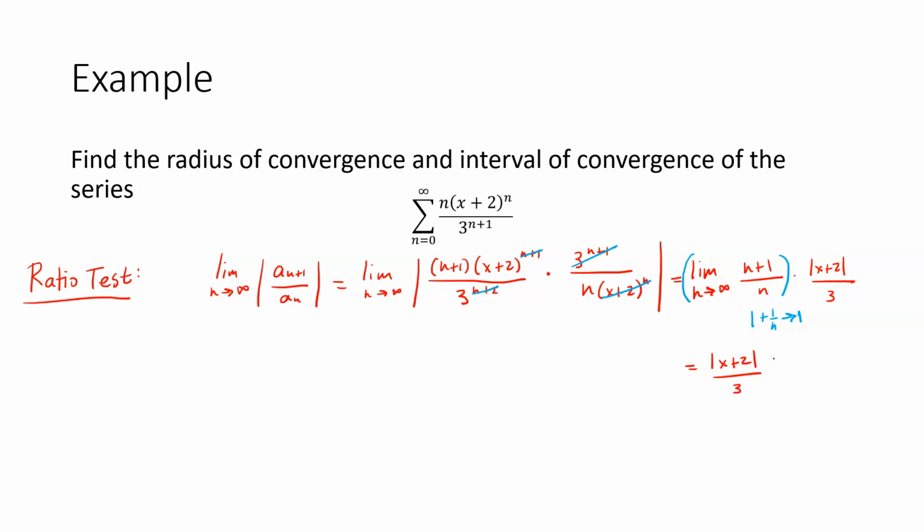And for the ratio test, we want to make sure that this is less than 1 for convergence. And then here finally I'll multiply the 3 over here, and that will give us the form where we can recognize the radius of convergence. In this case, notice now it's in the form absolute value of x minus a less than r. So here the radius of convergence in this case is 3.